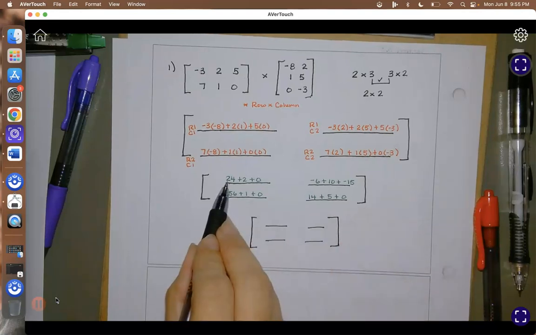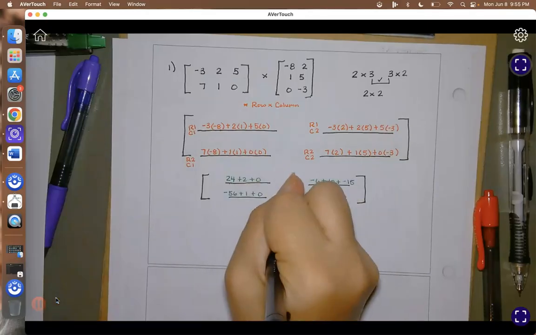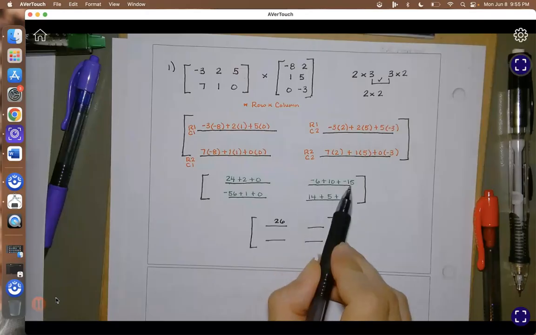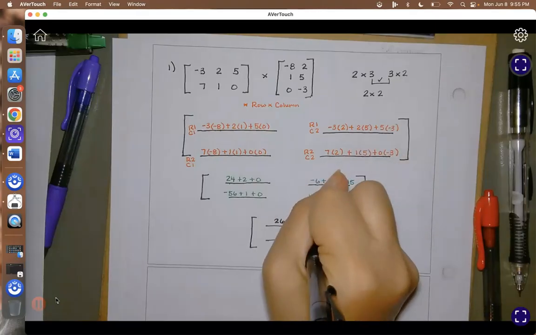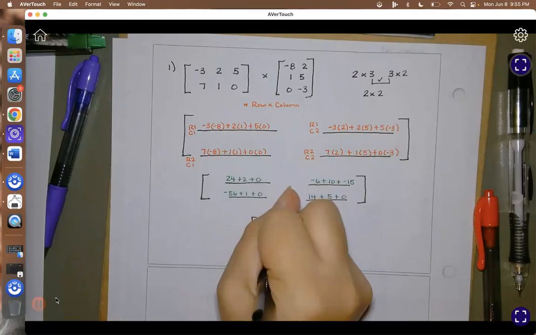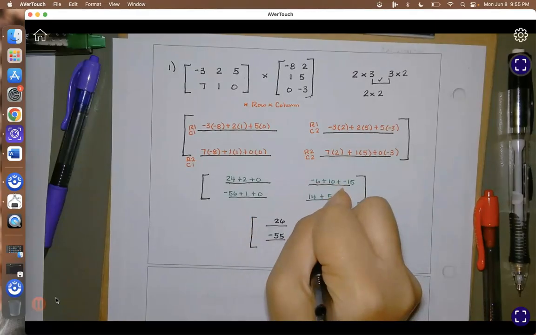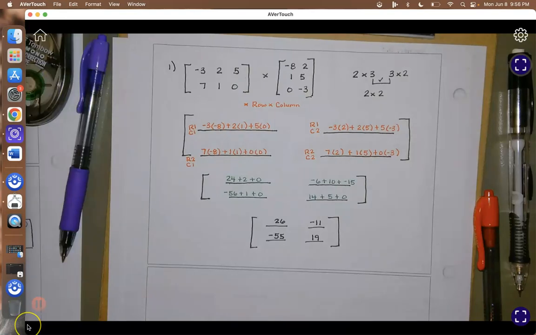Okay, so 24 plus 2 plus 0 is 26. -6 and -15 is -21. -21 and a 10 is -11. -56 and a positive 1 is -55. And 14 and 5 is 19. So that's how you do that one. We're going to do another one.